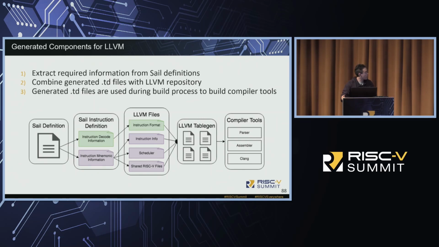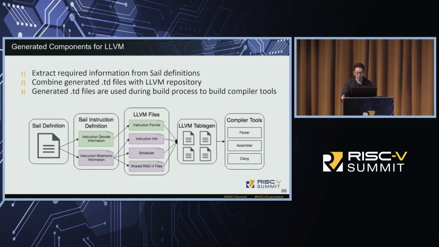I don't know how many people know what a Sail definition looks like, but usually they have instruction semantics and execution code. The instruction semantics defined in the Sail definition are what we use to generate the instruction format TableGen definition, because we want to use the bit level information in order to generate the details required for the instruction format.